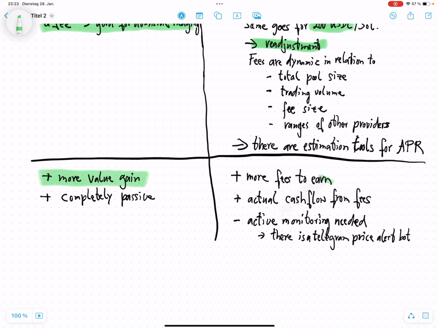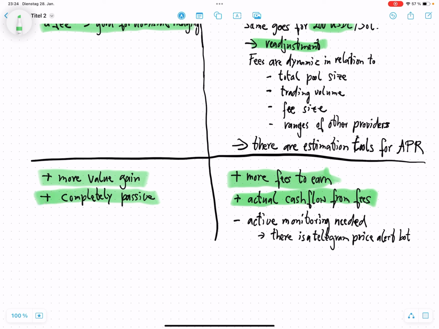On the other hand, there are more fees to be earned in the concentrated liquidity. As I said, it's prioritized by the DEXs, and there's much more volume going through concentrated liquidity. So it's more advanced. But if you want to focus on the fees and also have an actual cash flow from the fees, so the fees can be claimed, they can be manually compounded back into the pool, or they can be paid out or used otherwise. Whatever you want, you will have a real cash flow from fees.